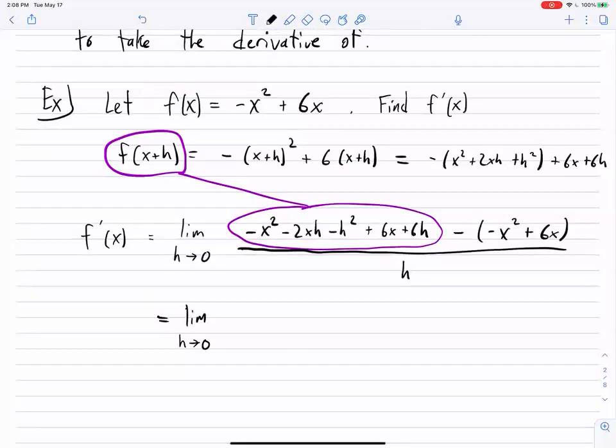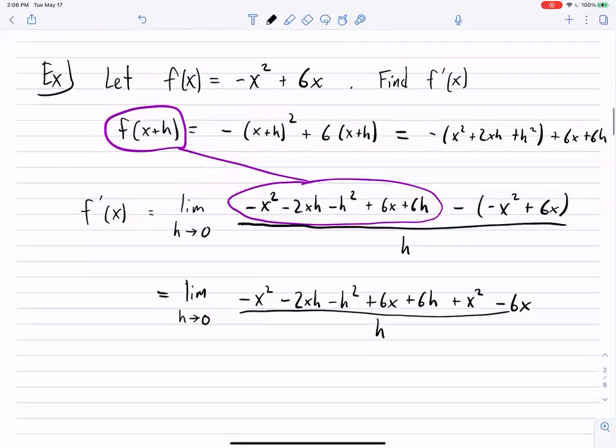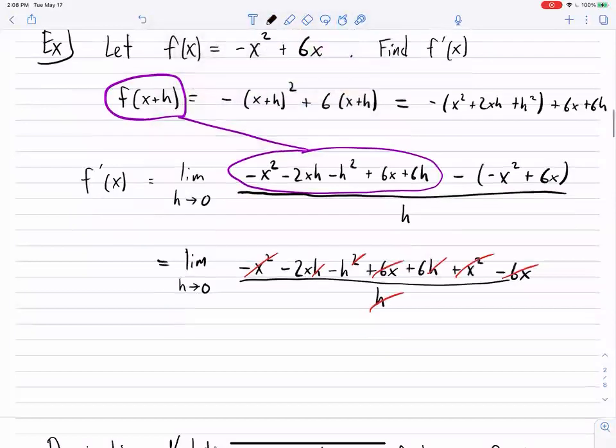And this will become minus x squared minus 2xh minus h squared plus 6x plus 6h, and then plus x squared minus 6x, because we distributed that to both of those, all over h. And now some things will cancel. That will cancel with that. That will cancel with that. And now the h's will cancel with that because all that's left is h.